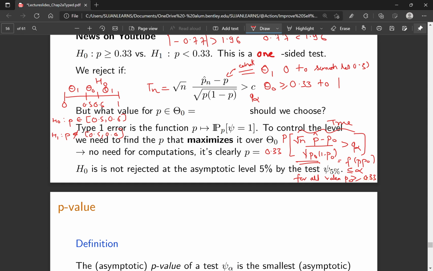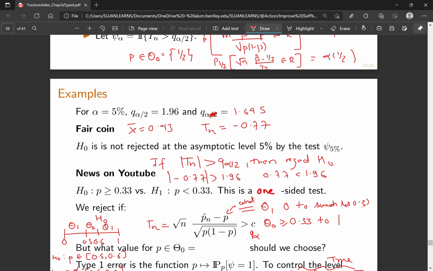Moving on. Now let's do some exercise. Let's take the same example where we have H naught as P less than or equal to 0.33, and the alternate hypothesis is P greater than 0.33.